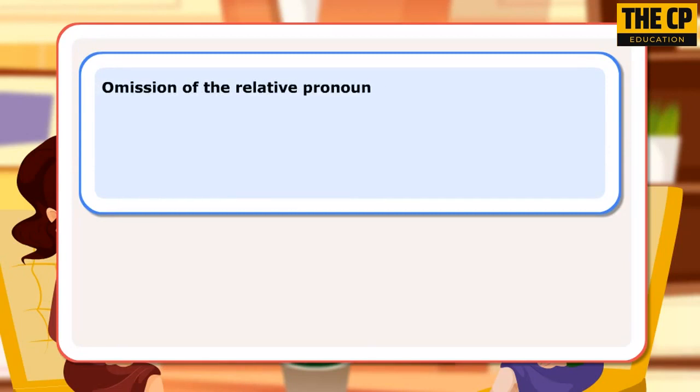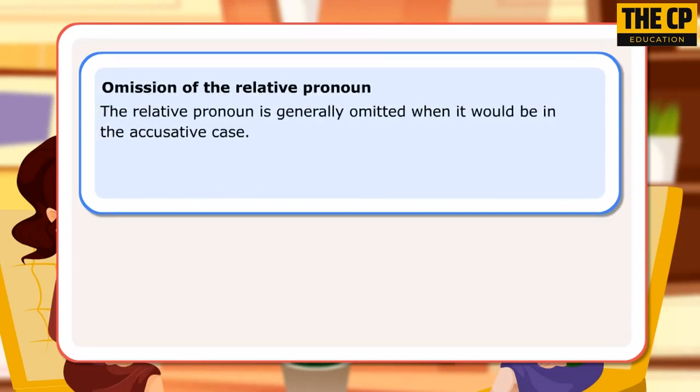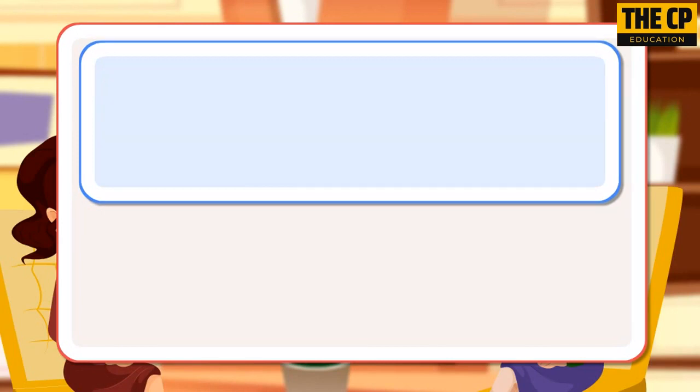Omission of the relative pronoun. The relative pronoun is generally omitted when it would be in the accusative case. Let us look at a few examples.